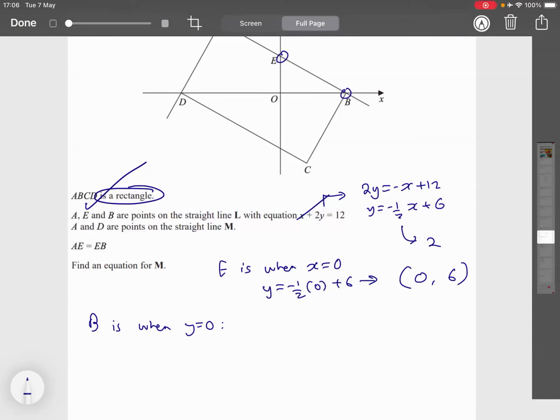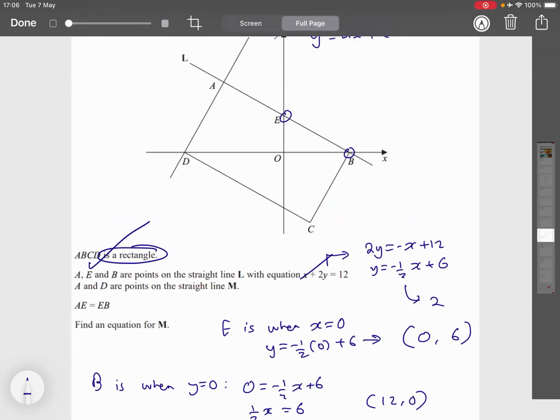This is almost like a year 12 level question, but it also comes up in year 10 and GCSE. They're just making things harder now. So when y equals 0, 0 equals minus a half x plus 6, and we want to know x. So 1/2 x equals 6, so x equals 12. So 12, 0.